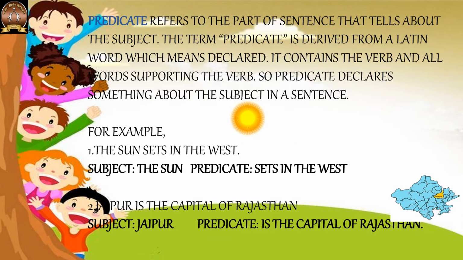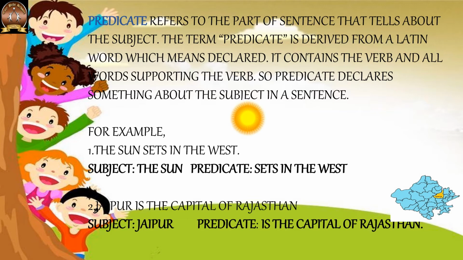Let us see what a predicate is. Predicate refers to the part of a sentence that tells us about the subject. The term predicate is derived from a Latin word which means declared. It contains the verb and all the words supporting the verb. So a predicate declares something about the subject in a sentence, or you can say that a predicate gives more information about the subject. The verb is always a part of the predicate, and the verb comes first in a predicate. Remember this.